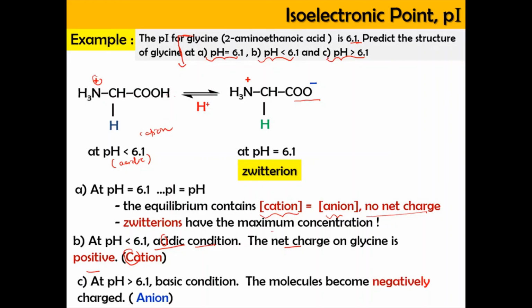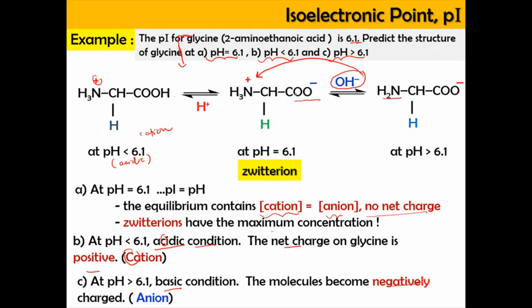Meanwhile, for condition C here, which is pH greater than 6.1, we can say that it happens at the basic condition. So the molecule becomes negatively charged. So dekat keadaan basic, we have our hydroxide ion. So the hydroxide ion is going to pick up the hydrogen from the NH3 plus, and hence become NH2, and then it's going to be COO minus here being maintained. Okay, and because it contains a negative charge here, it's going to become an anion. Okay, and here is the cation, and here is the neutral, which is at the isoelectric point, the same as the pH that it is happening.